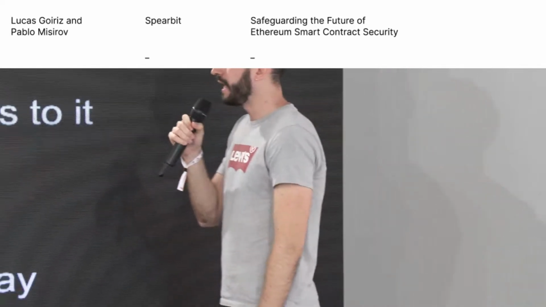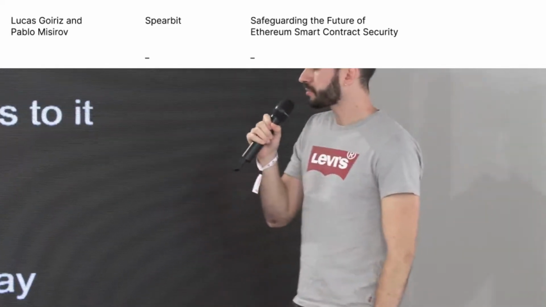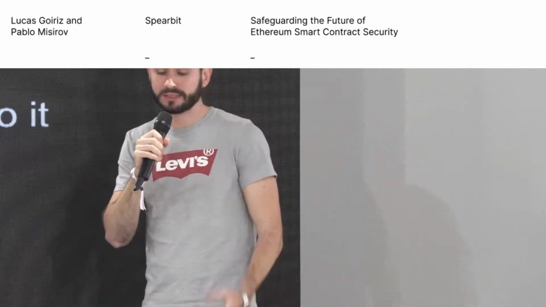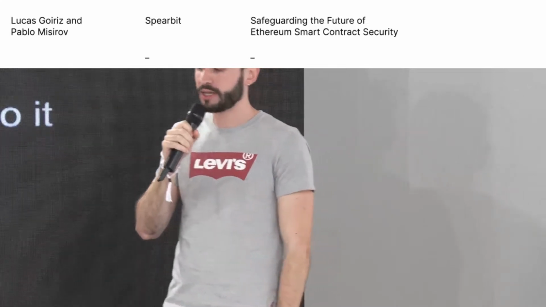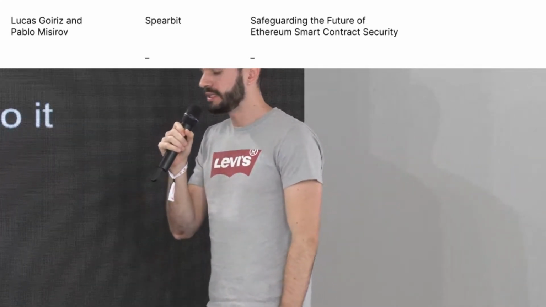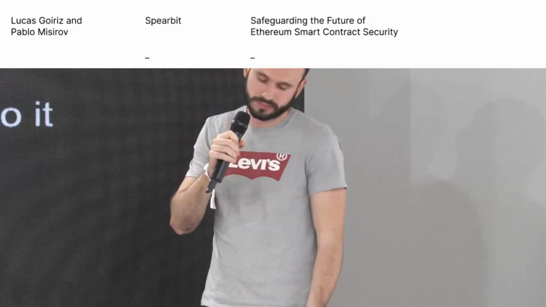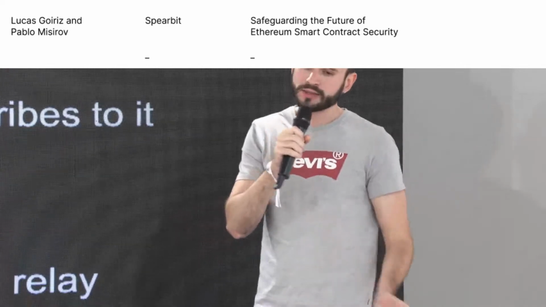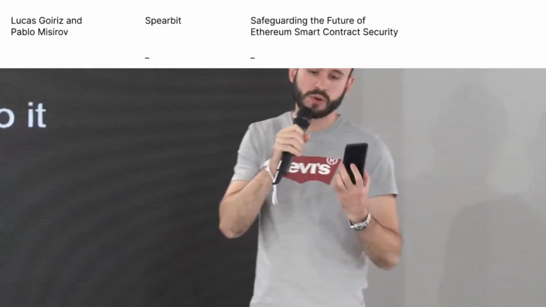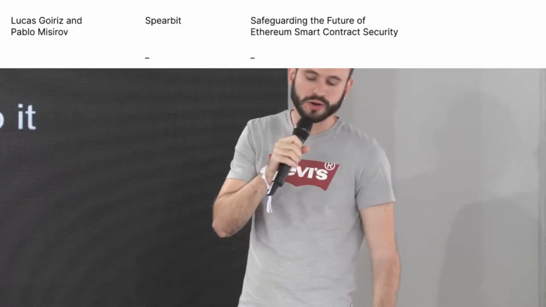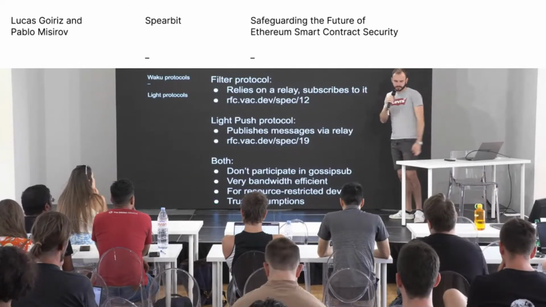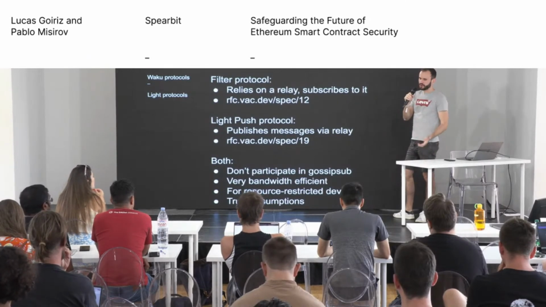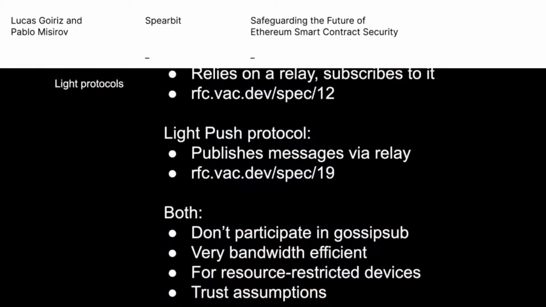Also, we have light protocols. We don't really like this terminology, but it's very similar to what light nodes do in other blockchains. For resource-restricted devices, you can't run a relay because it will consume a lot of bandwidth. You can't run relay on this phone because my data plan will be gone in a few hours, right? So for mobile phones, we have these light protocols where you can trust a node, and you can publish and subscribe through this node.